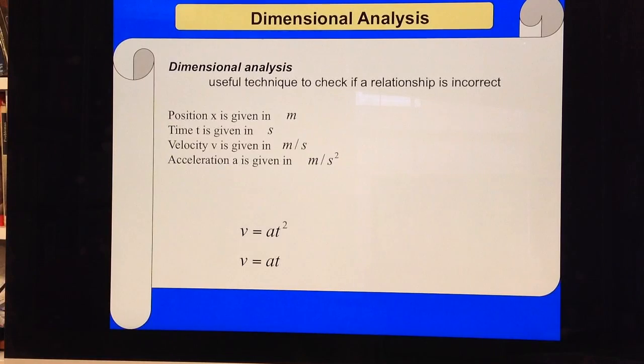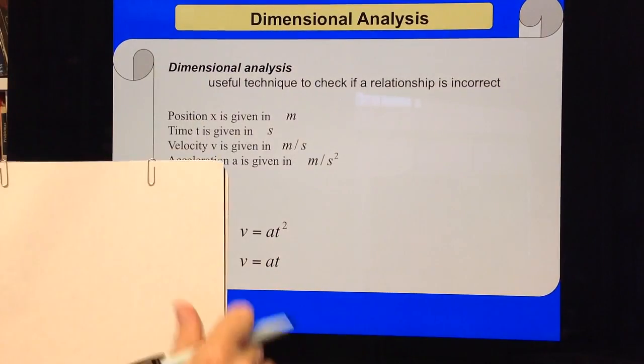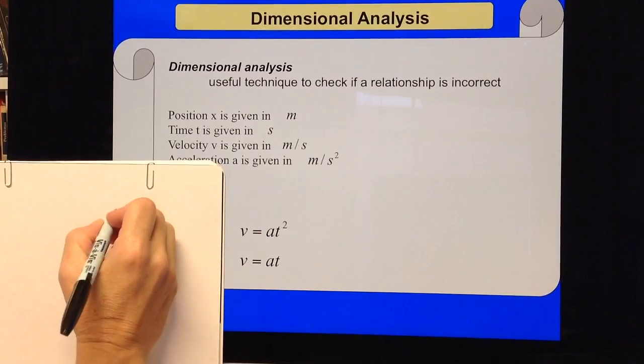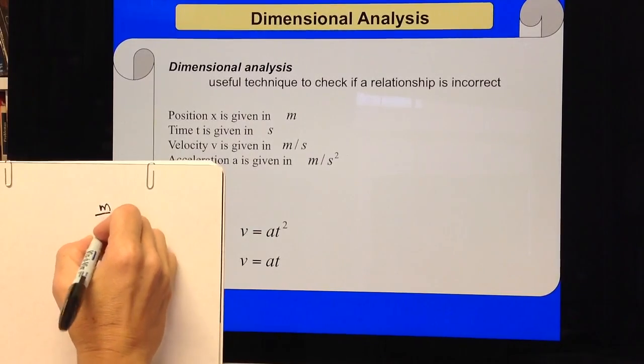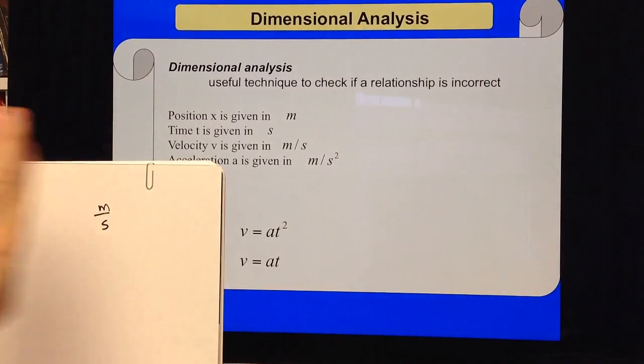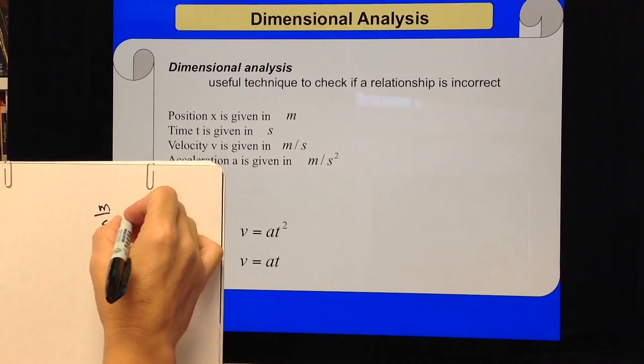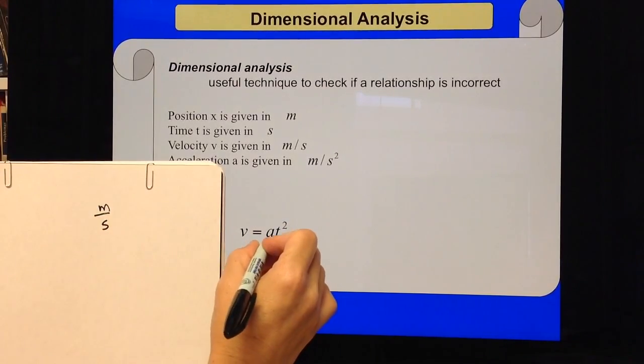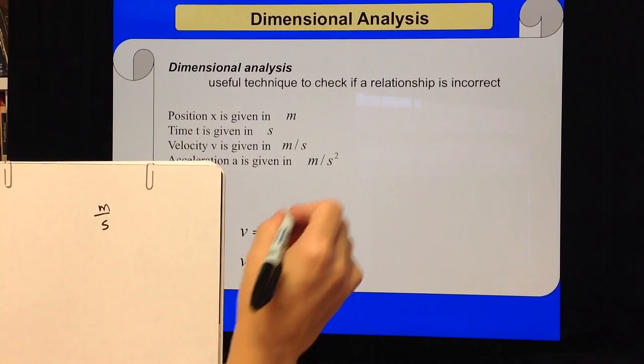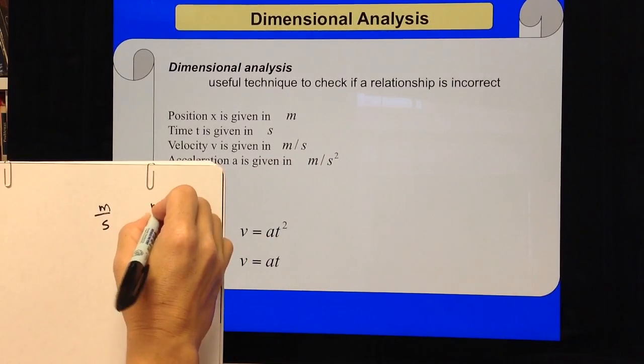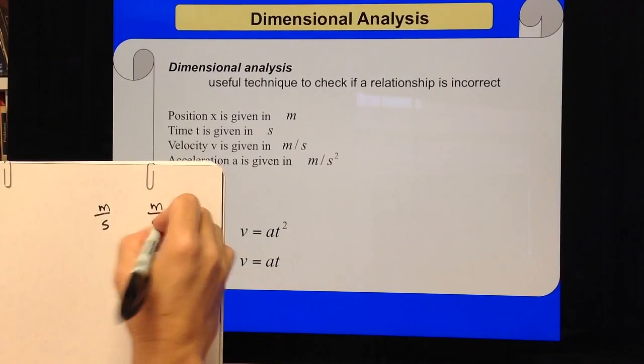Okay? So how are we going to do that? We are going to compare the units on the left with the units on the right. We want to know if the units at least are making sense. So we said that velocity is given in meters per second. So this is the unit that we have on the left. Okay, how about on the right? On the right, we have the unit for acceleration, for the A, meters per second square. So I'm going to write this here, meters per second square.